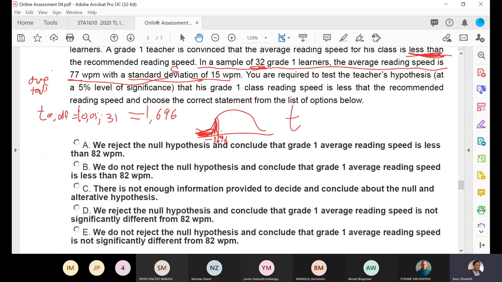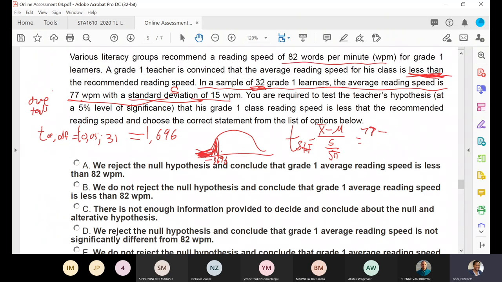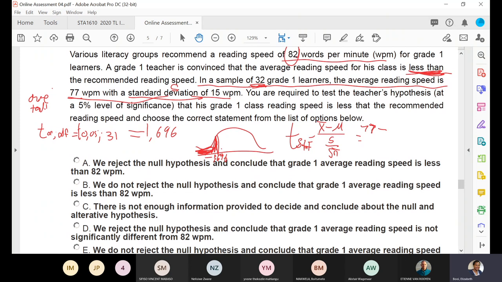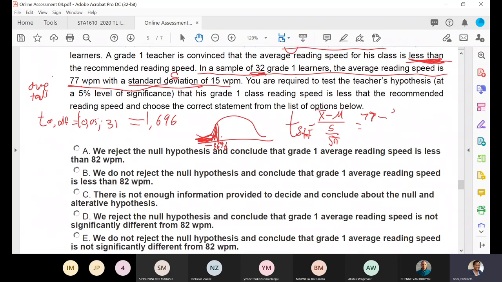But that is not the end. We need to go find the test statistic by calculating the sample mean minus the population mean, divided by the sample standard deviation divided by the square root of n. Our sample mean is 77, minus our population mean, which is given in the statement, 82, divided by the standard error of 15 divided by the square root of 32. What is your Z? Did you calculate it?